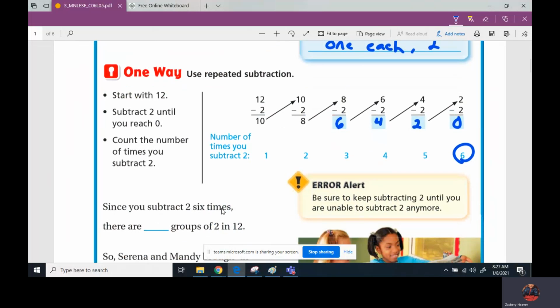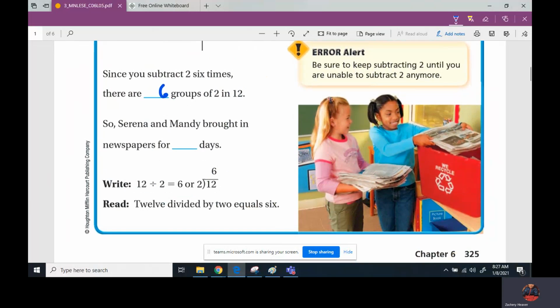Since we subtracted 2 six times, there are 6 groups of 2 in 12. And we know 6 times 2 will equal 12 as well. So Serena and Mandy brought in newspapers for 6 days. We know 12 divided by 2 is 6, and it should look like this as well. Remember, divide in. We're going to put the dividend into the divisor and make the quotient.